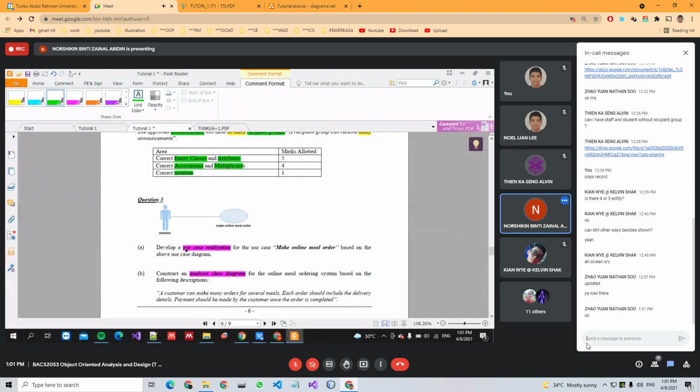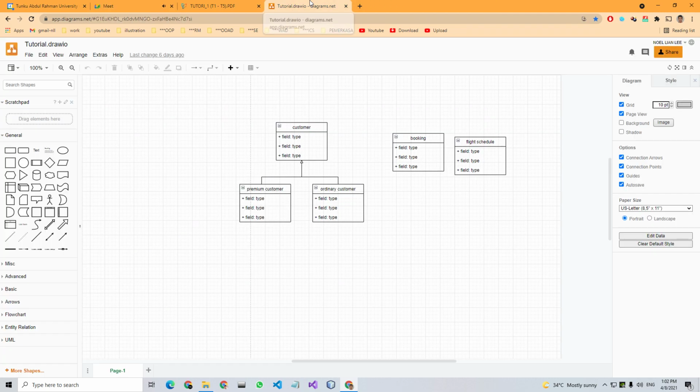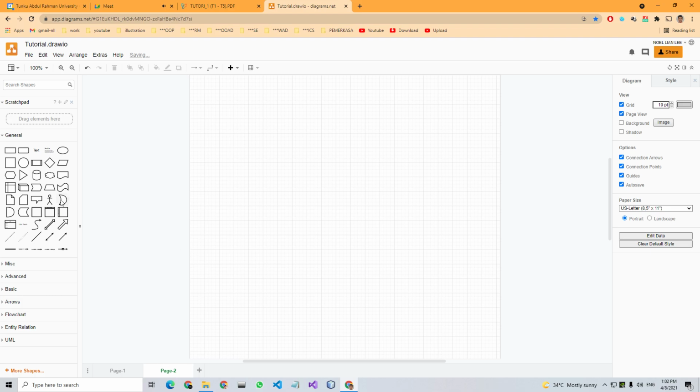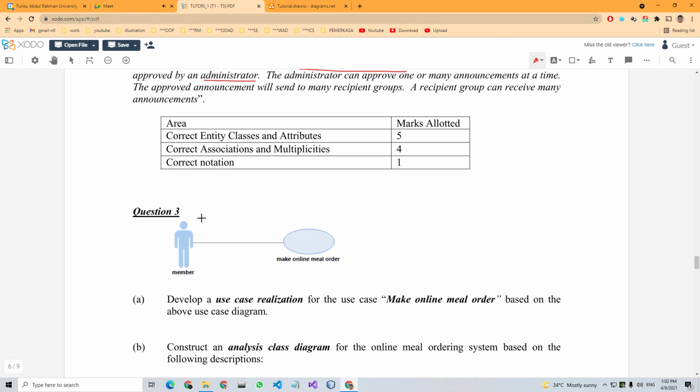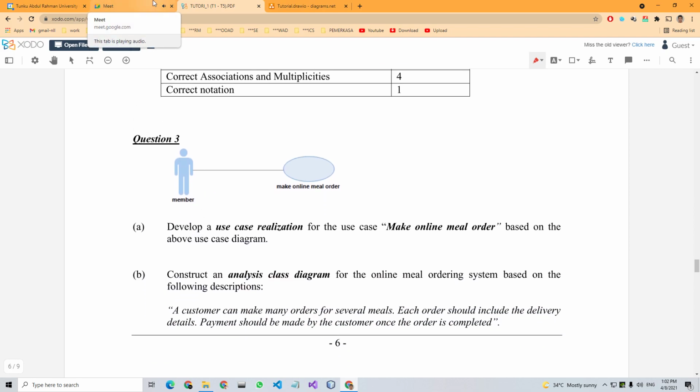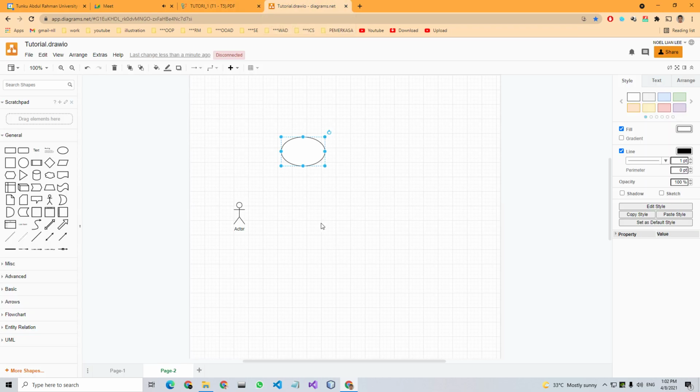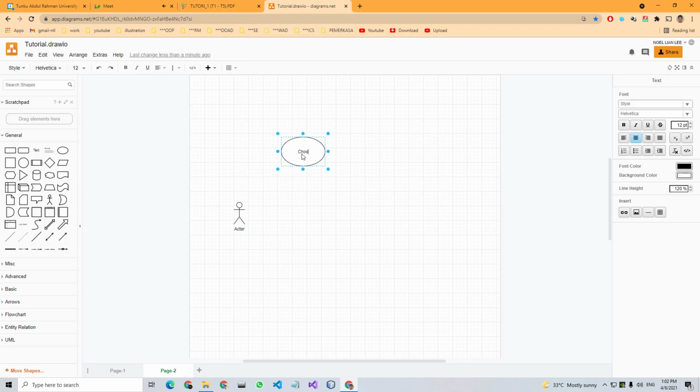So for question number 3, use case realization, use case make online meal order, based on the above use case diagram. So we need to develop a use case realization. So who wants to show an answer for this question? Make online meal order. Who wants to share his answer? Any sample of answer, guys?